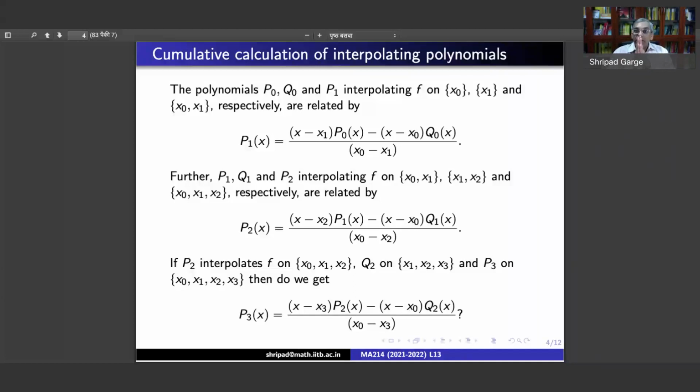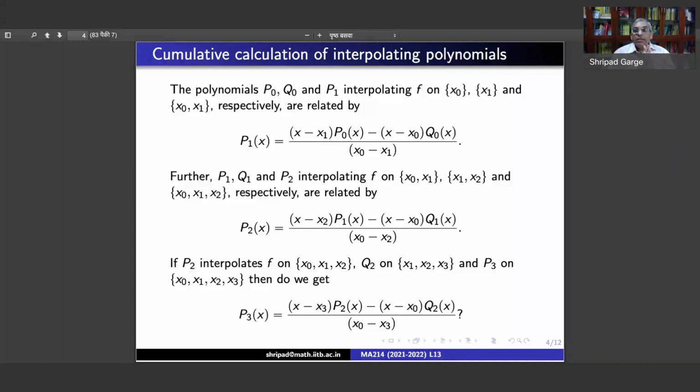The value at x3 on the right hand side again is similarly the f value on x3, because the P2 coefficient is now going to vanish. The bracket will give you x3 minus x0, and there is a minus sign outside, which flips the order of x3 and x0 to make it x0 minus x3, which will now get cancelled with the denominator x0 minus x3, and you have Q2, which does give you that Q2 of x3 is indeed f of x3, because Q2 interpolates the function on x1, x2 and x3.